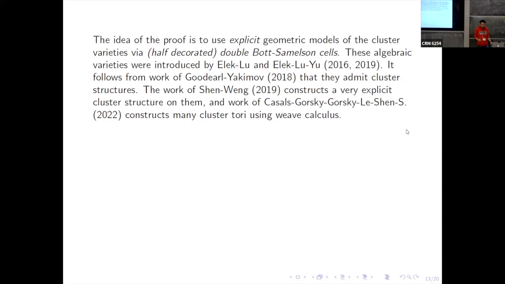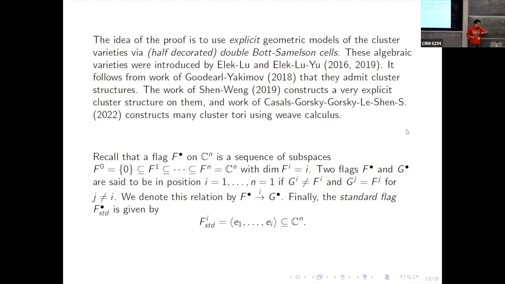Okay, so let me just define what these double Bott-Samelson cells are. So just to recall, we have a flag, which is a sequence of subspaces in C^N, where the dimension of each subspace is equal to its index. And two flags are said to be in position i if the ith subspace is different, but all the other ones are the same. And we're going to denote this relation just by this arrow.